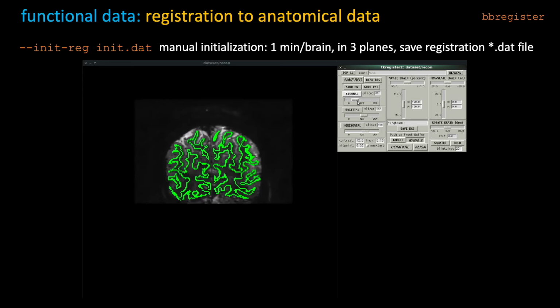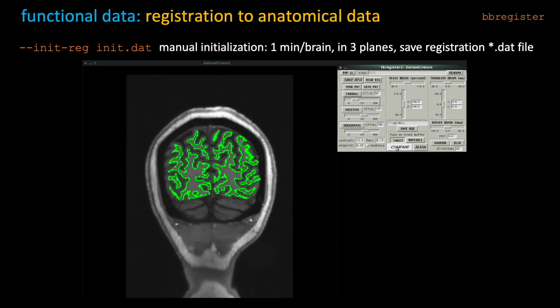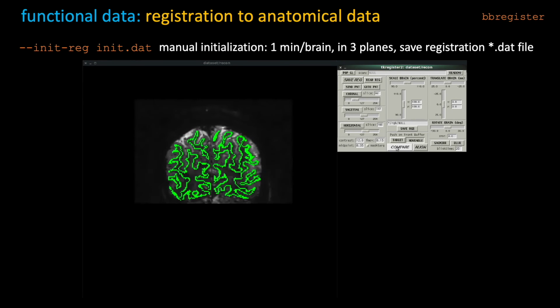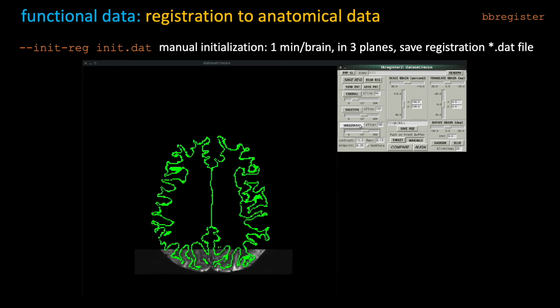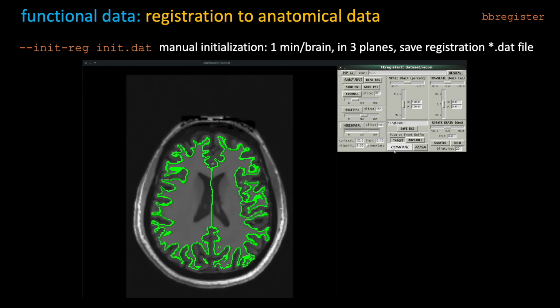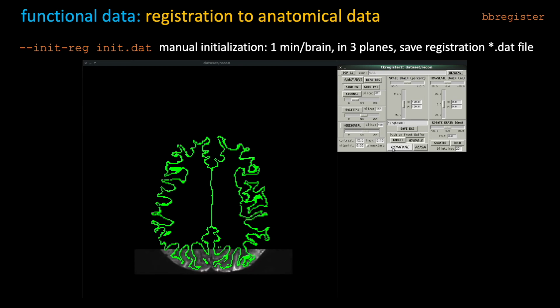It's just to give it a good starting point so it's not completely lost, especially if your run was farther away in time from acquiring structural data. There is a high likelihood that the subject has moved slightly. So it's a good idea to just make sure that we start from a sensible location. So I check it in all 3 planes and save this file and then pass it as a parameter, as you can see, to BB Register.